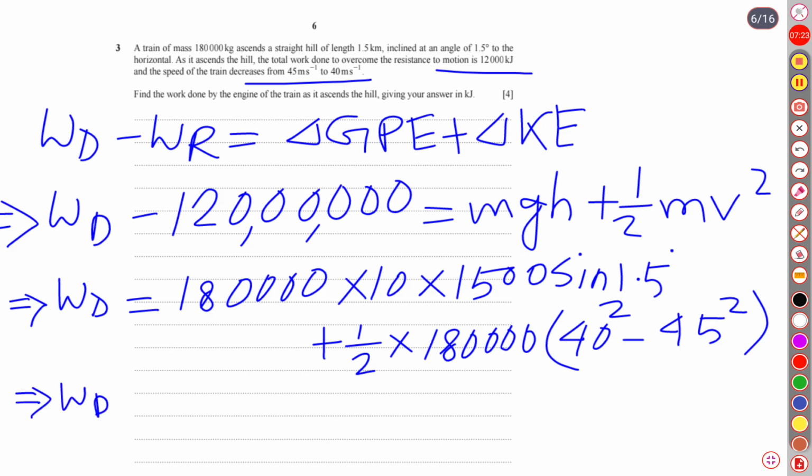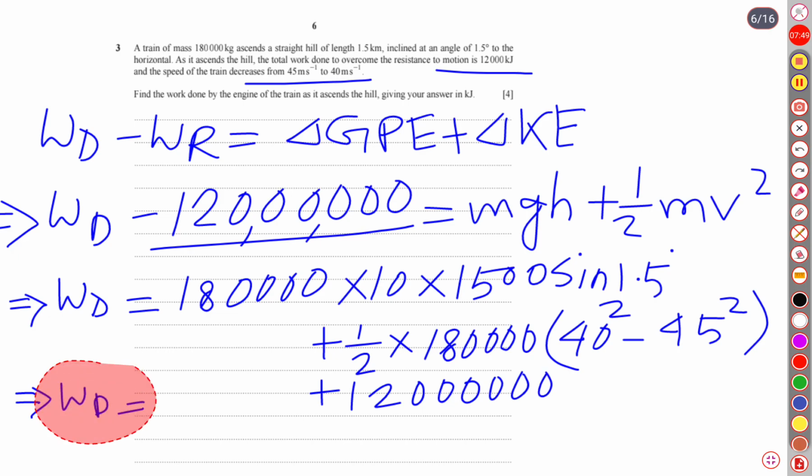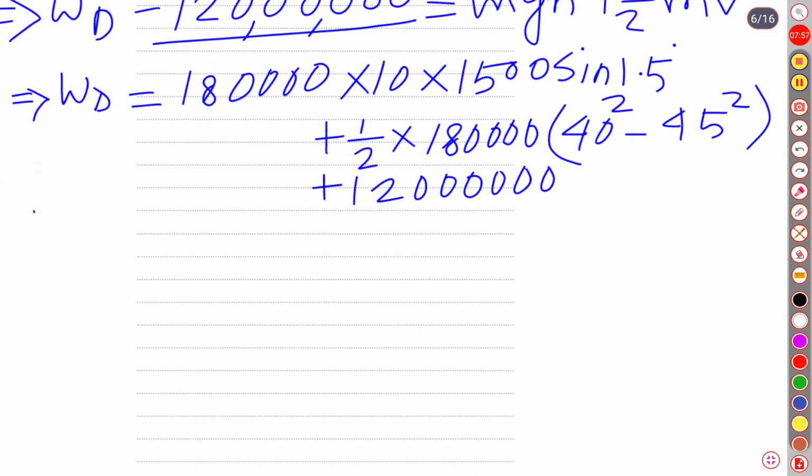Work done by driving force is equal to, yes, there is something missing. We didn't write this portion. From the left side, 120,000 should also be written as an addition. From left to right, if we transpose, it is going to be 120,000. 120,000, one more zero. So in our left side, there remains nothing but work done by resistance force. Let me go downward.